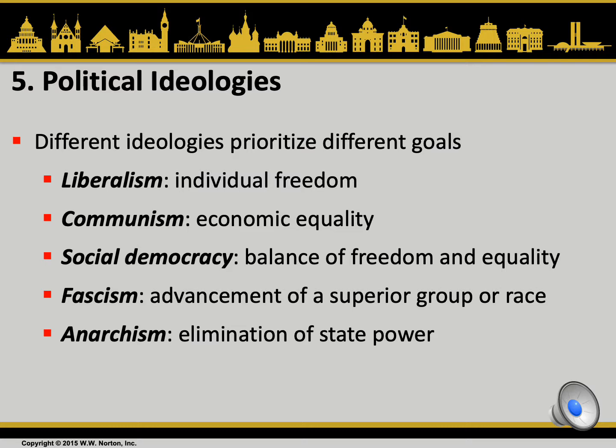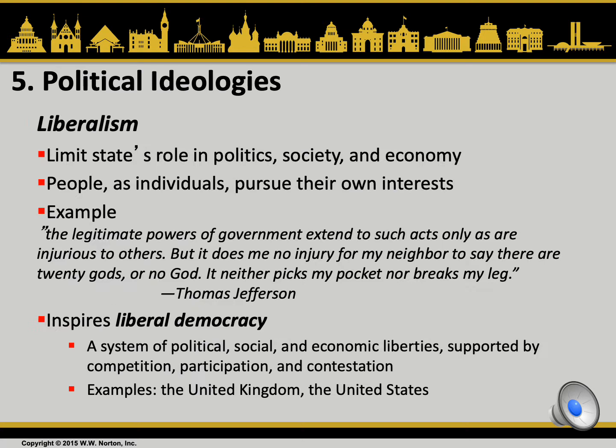Social democracy, however, is looking for a balance between freedom and equality. And fascism is really based on the advancement of a superior group or race, and anarchism is the elimination completely of any state power. So these are our five ideologies, and we'll step through each one in the remaining charts.